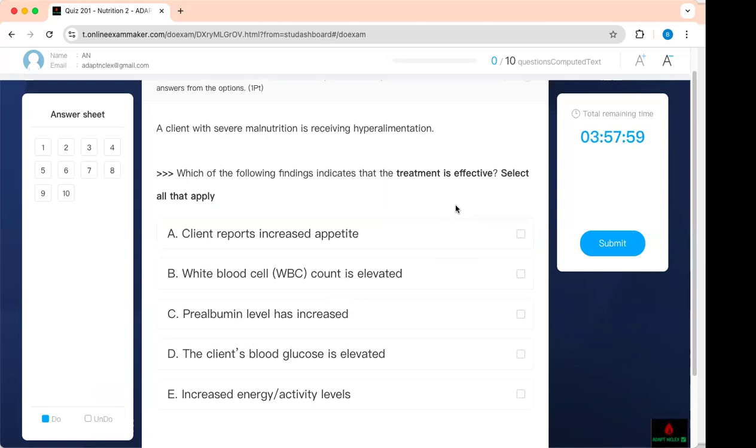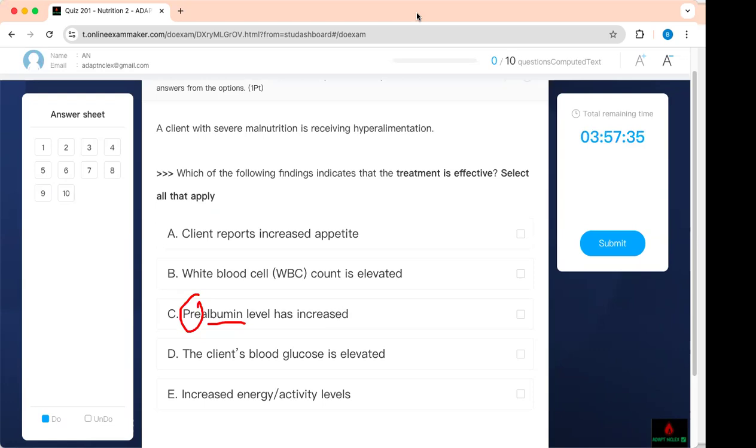Prealbumin level has increased. Even if you don't know what it is, divide it into two and you can see there's something there. There's something, prealbumin. Forget about it. Take this off and focus on it. Albumin represents your protein status. So it tells you how much protein. So if albumin level has increased, that means my protein level has increased.